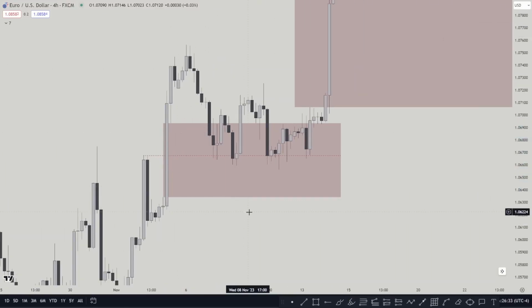Now what's the reason? The first one is that it's in a daily fair value gap, which is a higher time frame to the 4 hour. The other reason is that it has this overlapping high, which is again a mitigation or breaker block on the lower time frame inside of the main fair value gap. That's where price respected this going higher.